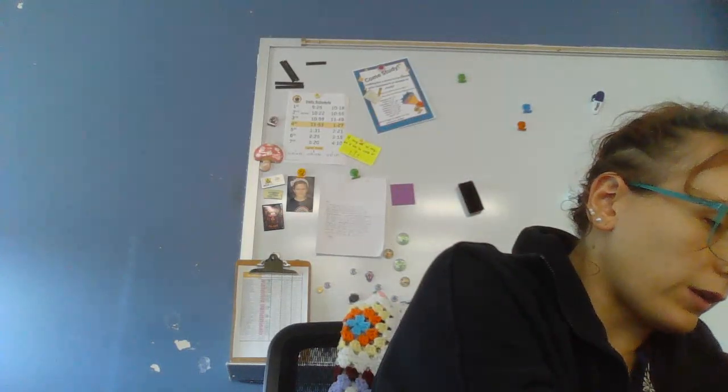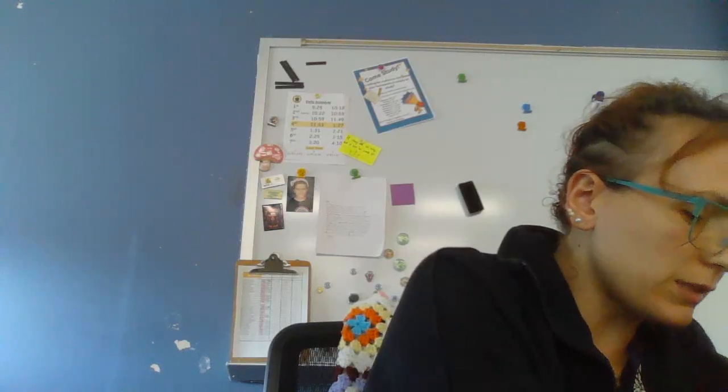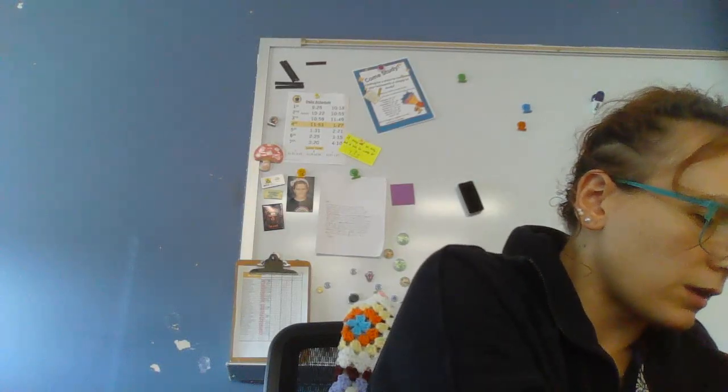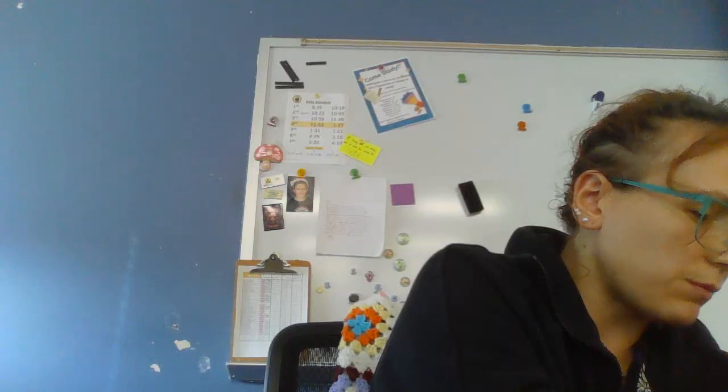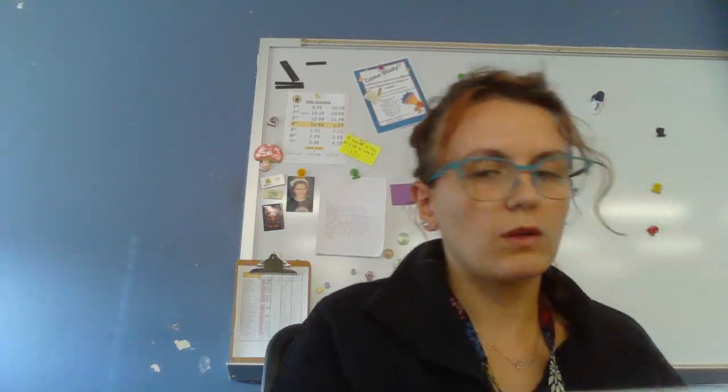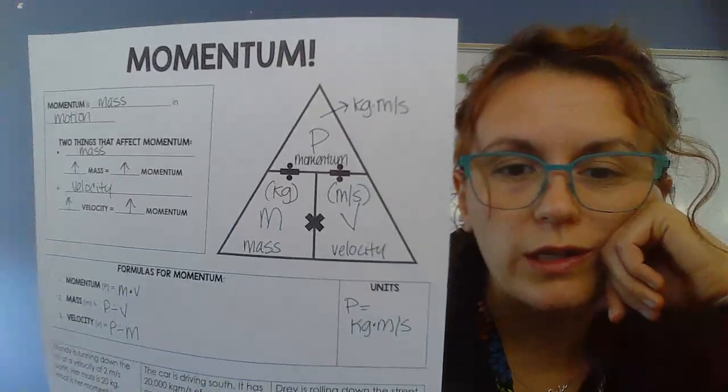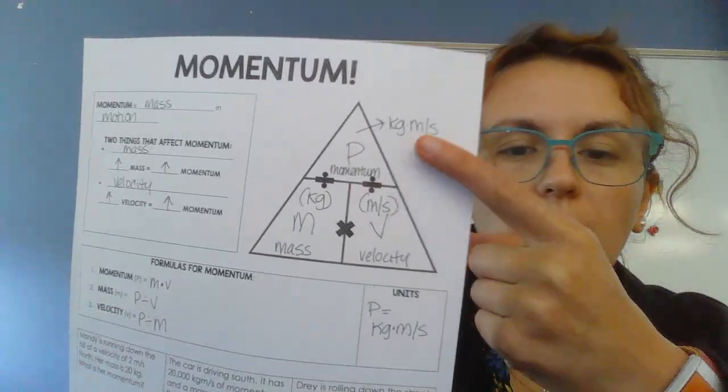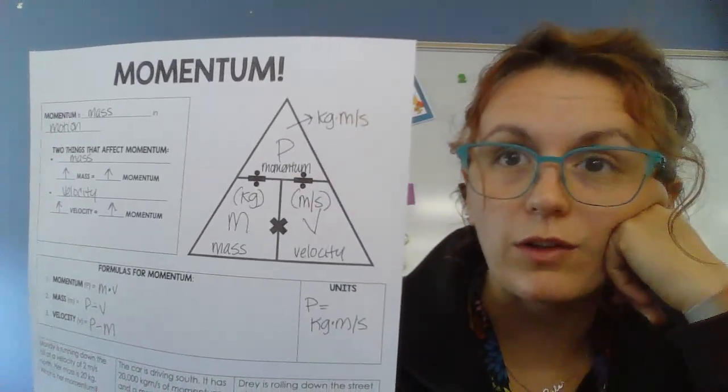So we're going to write that down in our triangle. And then momentum is that weird one, which is kilograms times meters per second. So this is how your triangle should look now. We've got our units up at the top, and then we have everything filled out.